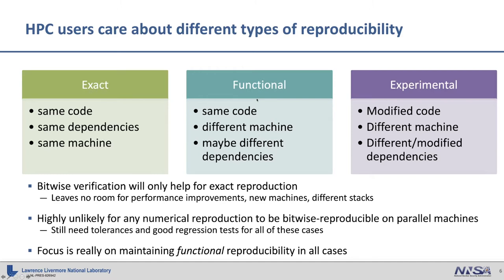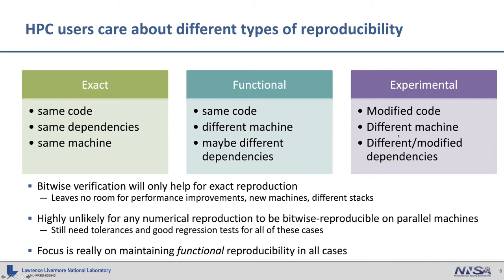What you're likely to do is try to do functional reproducibility, where you take the same code, run it on a different machine, and maybe have different dependencies. You might build with a different MPI. And then you're probably going to move on to some sort of experimental mode of interacting with the code where you actually want to modify it. You may change an algorithm, and you might want to test whether it gets the same result and whether it gets better performance than something prior.